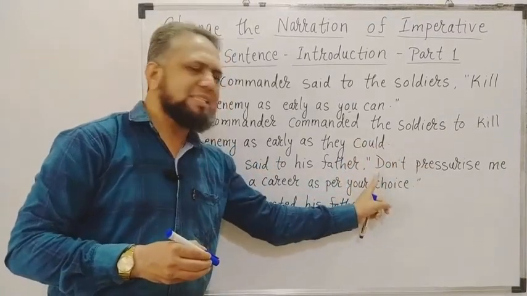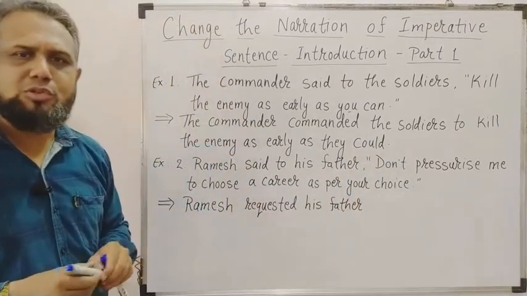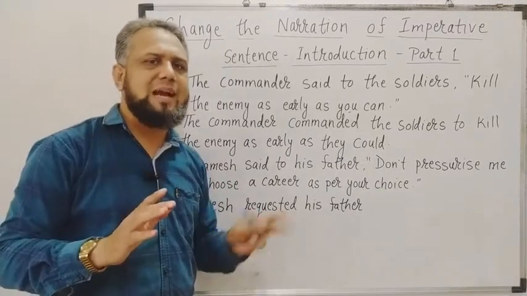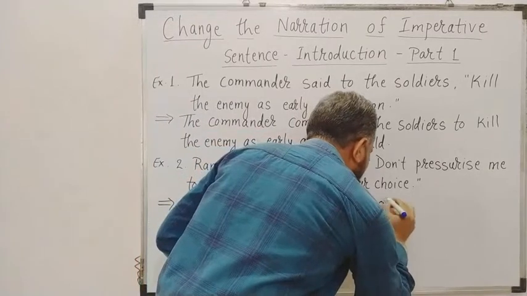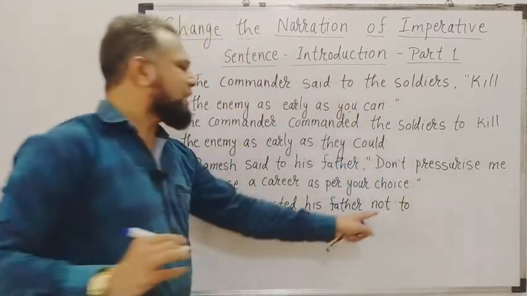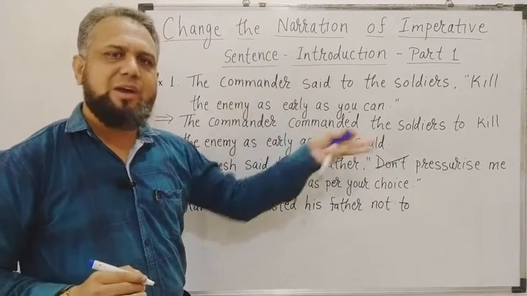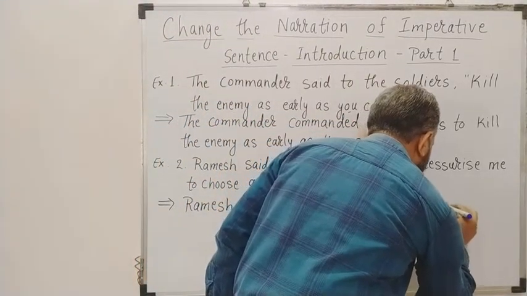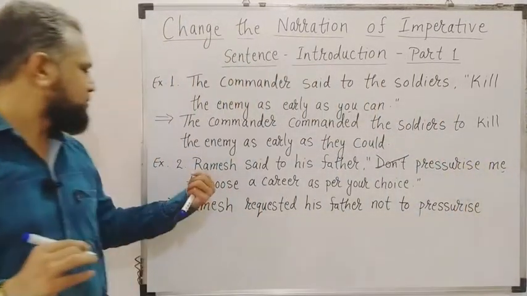So our sentence is negative imperative because it starts with don't. So we have to use not to in its place as per our third rule. Our third rule says that if the sentence is negative imperative, we have to use not to. So we use not to. When you use not to, you have to cut don't. Thereafter you have to proceed with the first form of verb, pressurize.